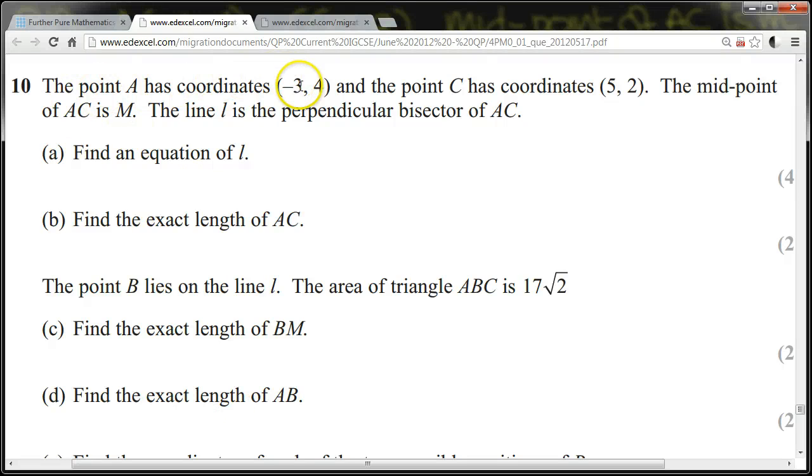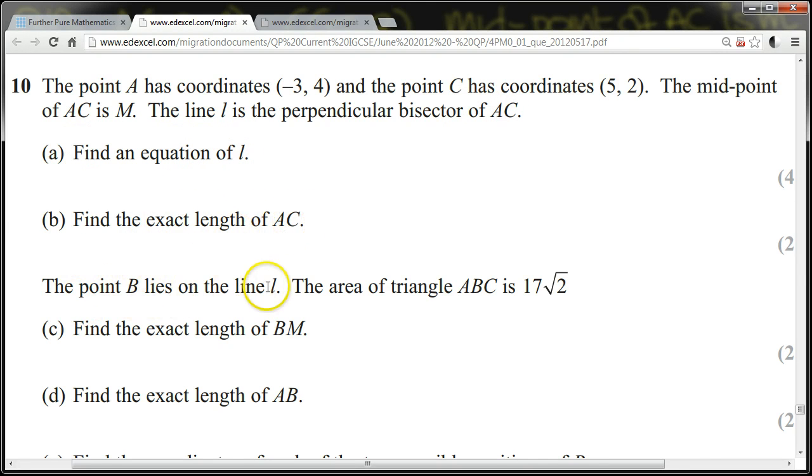The point A has coordinates minus 3, 4, and the point C has coordinates 5, 2. The midpoint of AC is M. The line L is the perpendicular bisector of AC. Find an equation of L. Find the exact length of AC.